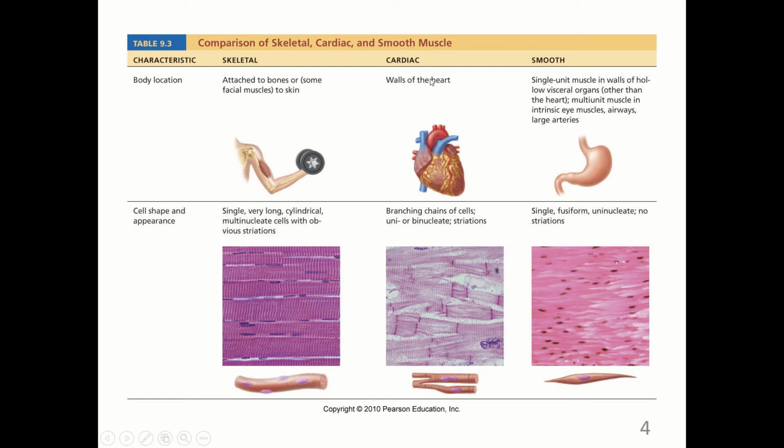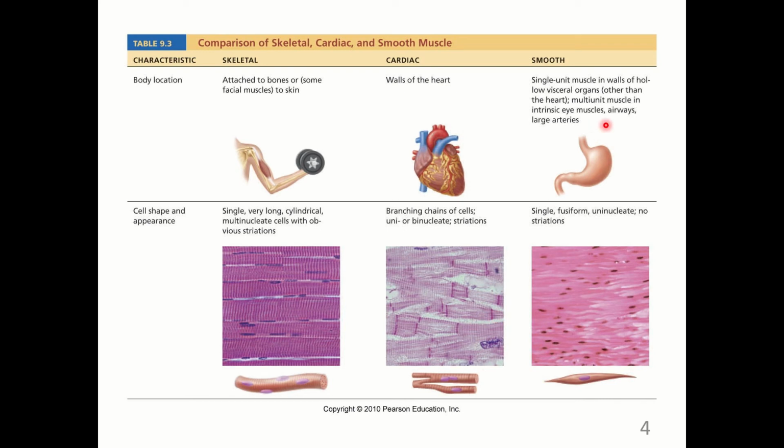Cardiac muscle cells are found in the walls of the heart. Their shape and appearance is branching chains of cells. They are uni or binucleate. Uni means one nucleus. Binucleate means two. This illustration down here shows the two nuclei. And they have obvious striations. These dark purple lines are the intercalated discs.